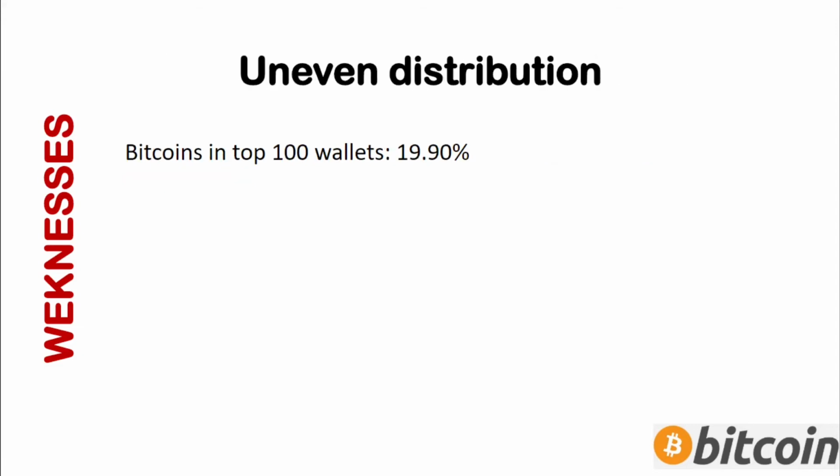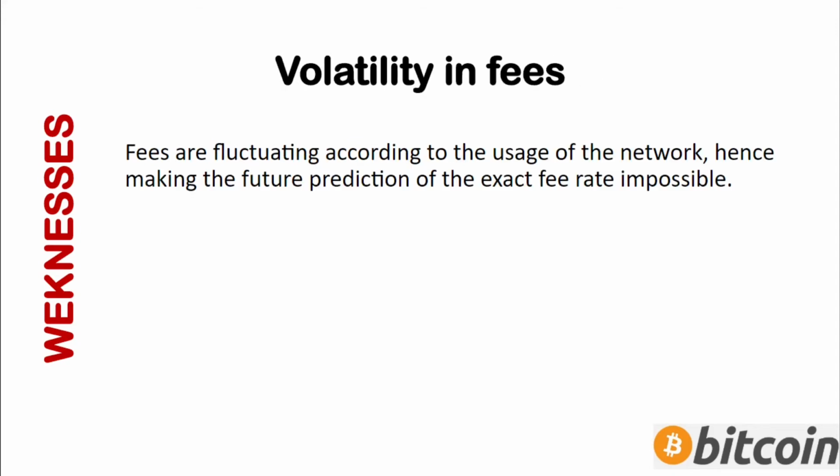Some people are talking about uneven distribution and that early adopters got the most reward. And volatility in fees is not allowing us to tell precisely what price are we going to pay for our transaction to be confirmed in the first block, let's say.